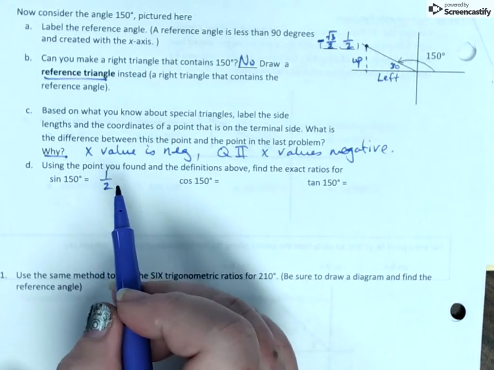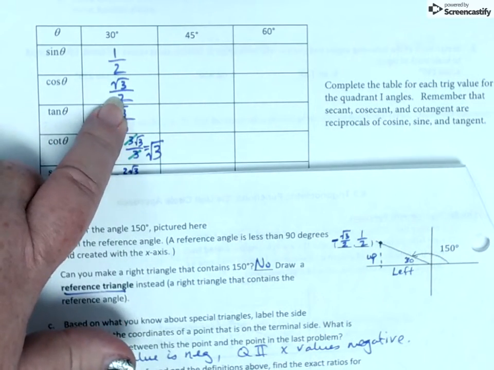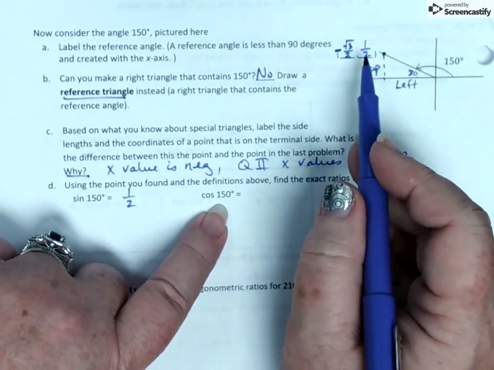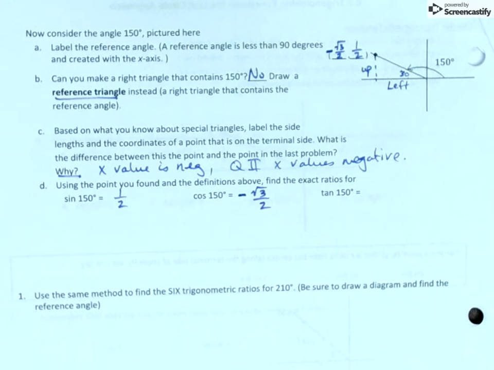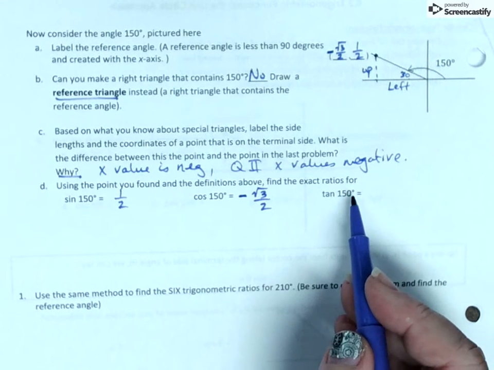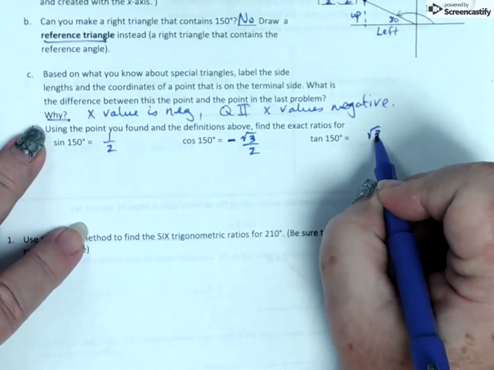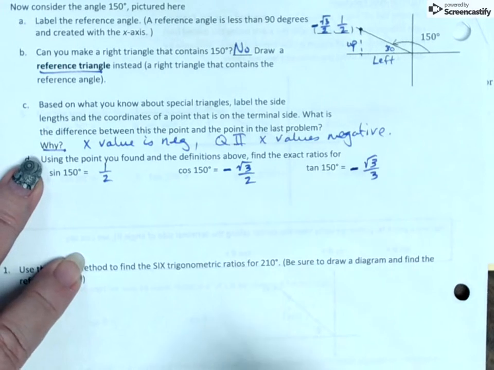for finding the sine of 150 degrees. The cosine of 150 degrees, let's look at our table. It's positive root 3 over 2, but we shifted to quadrant 2, so it's going to be negative root 3 over 2. So the values didn't change, just the sign changed, the sign, the positive, the negative. Tangent of 150, let's look at the 30-degree. There it is, root 3 over 3, so I'm going to put that in, root 3 over 3, but it's in quadrant 2, so it's negative.